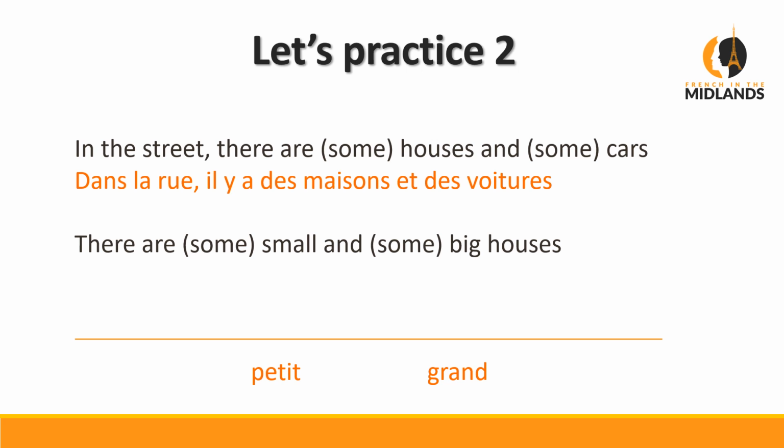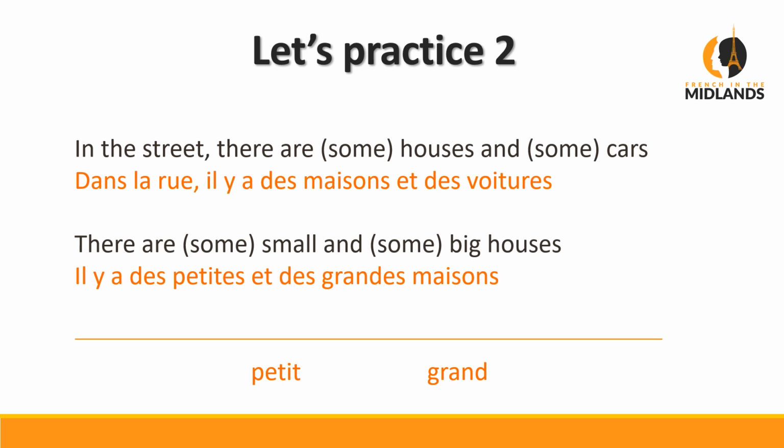There are some small and some big houses. Now, before you attempt that sentence, remember that we're talking about houses here, which are feminine. Therefore, small and big refer to houses. They have to be used in the feminine form. Il y a des petites et des grandes maisons.